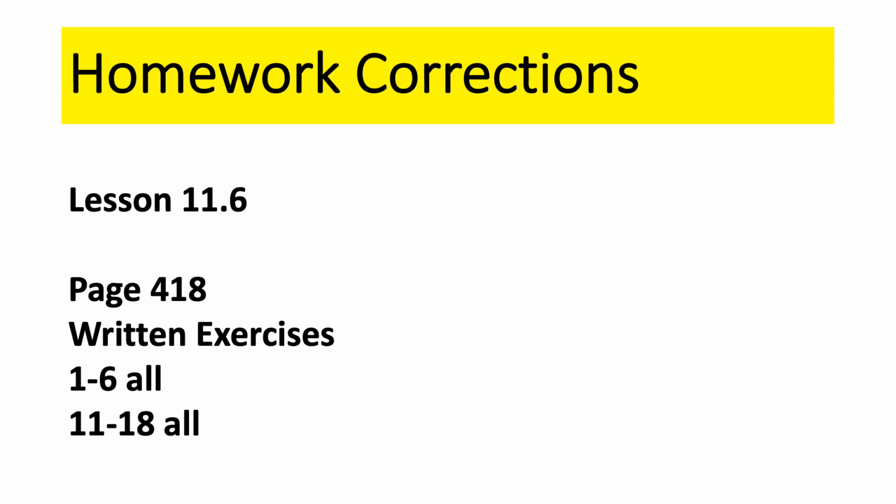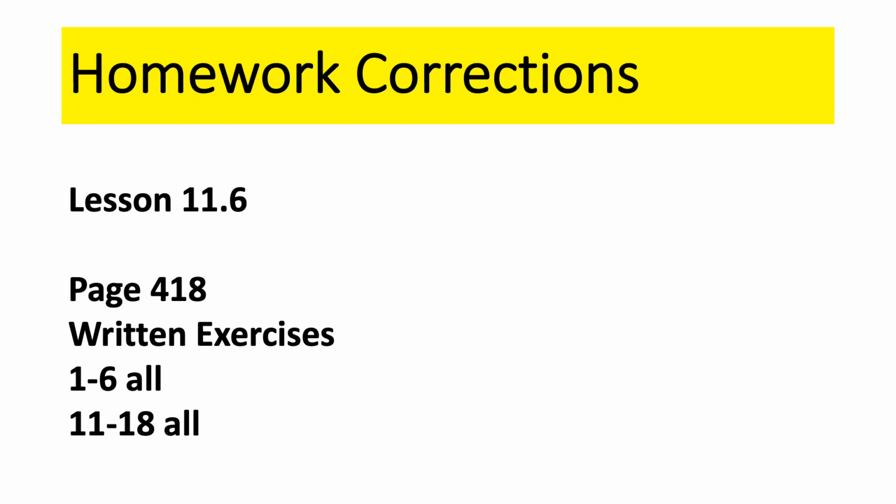Number 11 is 11 over 20. Number 12 is 7 over 10. Number 13 is 7 over 10. Number 14 is 4 over 5. All right, number 15, 16, 17, and 18 say, give me the probability and the odds.